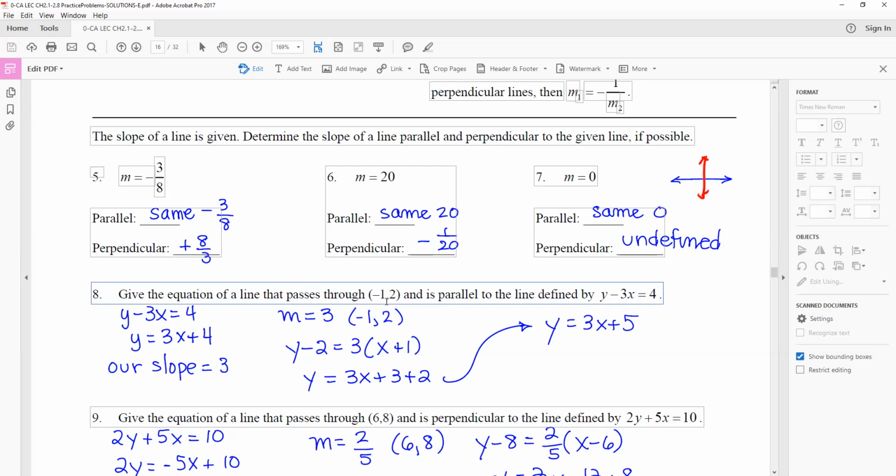The equation that passes through the point (-1, 2) and is parallel to this line. First thing we want to do is put this in y-intercept form. So we take this -3x over to the other side. We see that our y-intercept is 4. We see that our slope is 3/1. So we take this slope of 3 and the point (-1, 2), substitute it into the point slope formula, take the -2 to the other side, and we get y equals 3x plus 5.